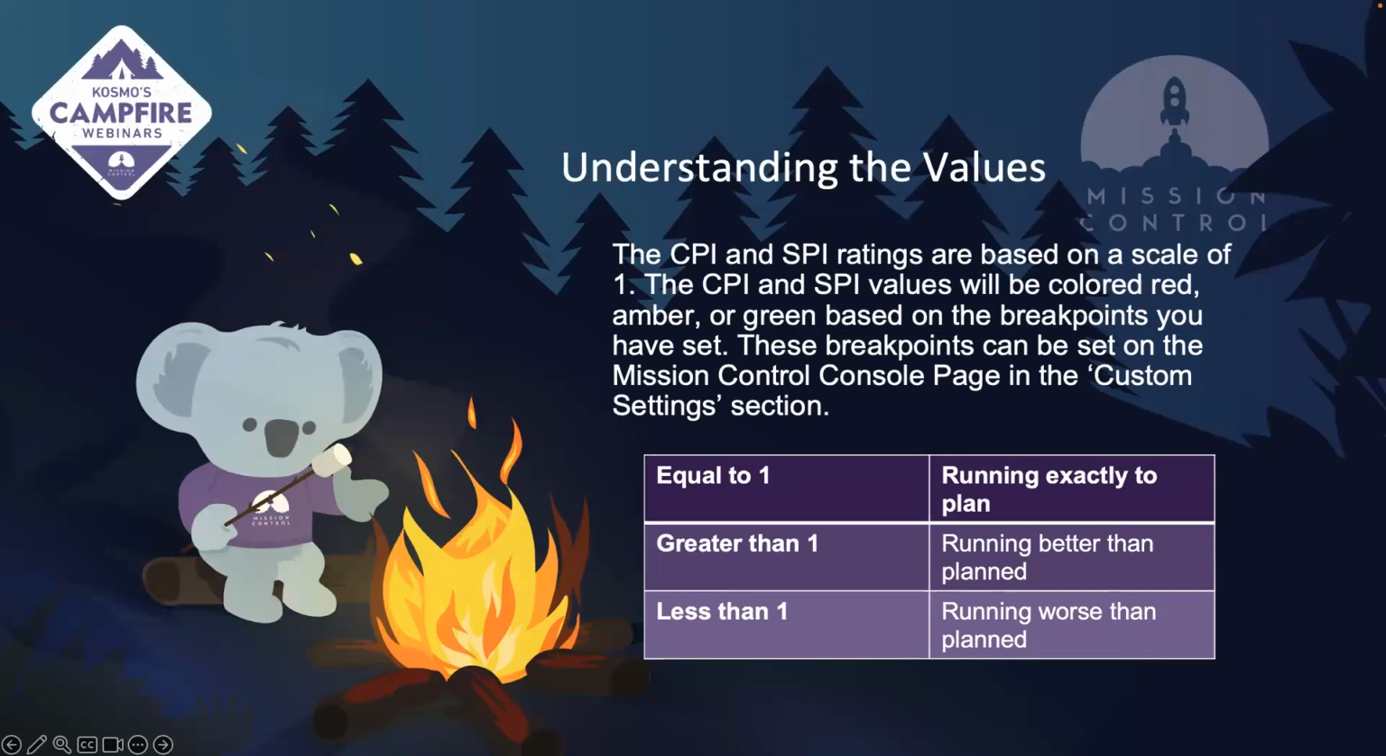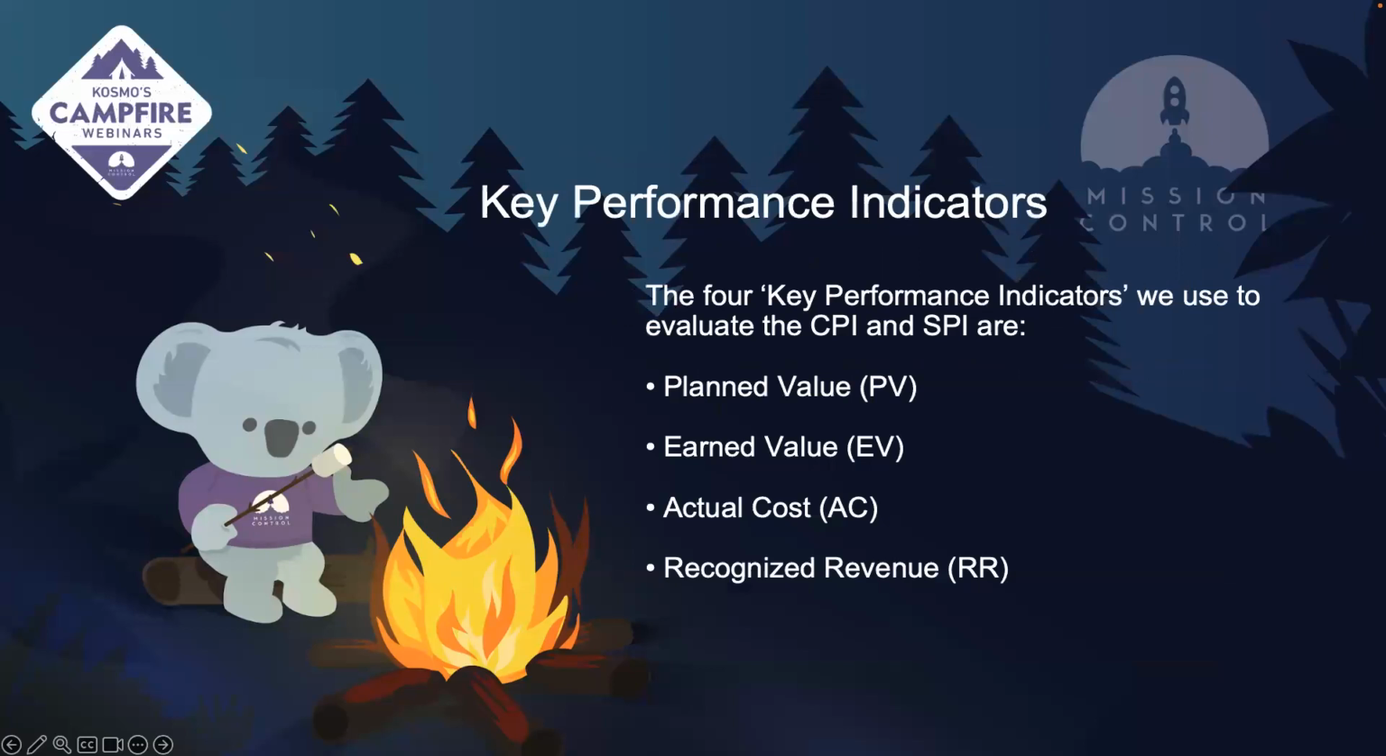All right, so getting into those performance indicators. The 4 key performance indicators that we've used to evaluate the calculations are the planned value, earned value, actual cost, and recognized revenue. So that planned value is what we've scheduled for the project, when we schedule our tasks, and also who we assign those tasks to, because you might have different cost rates and billing rates for your different resources and things like that.